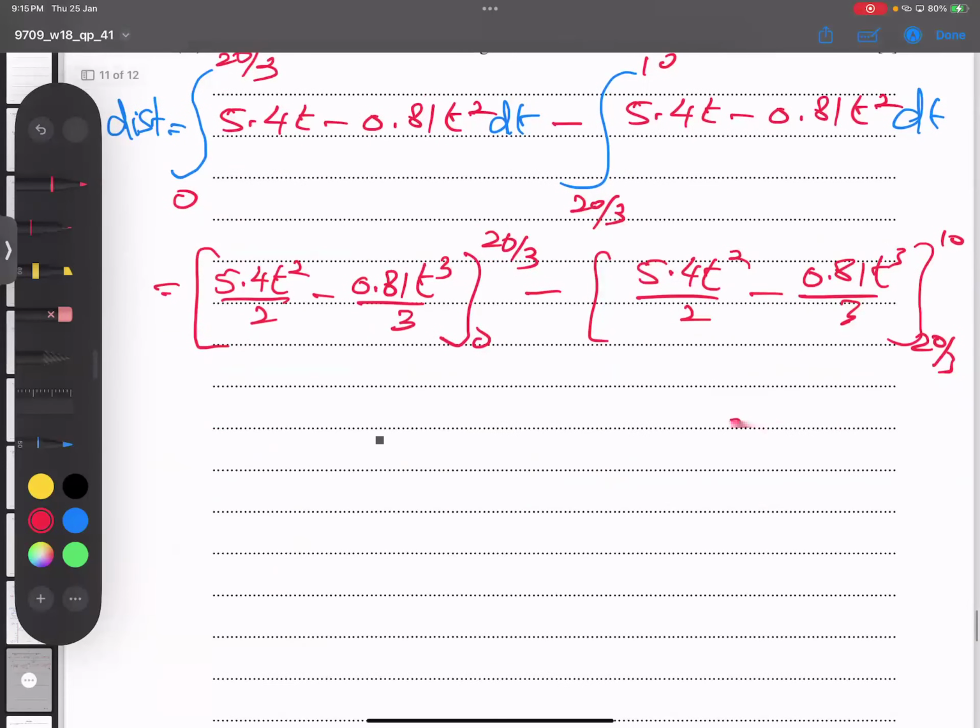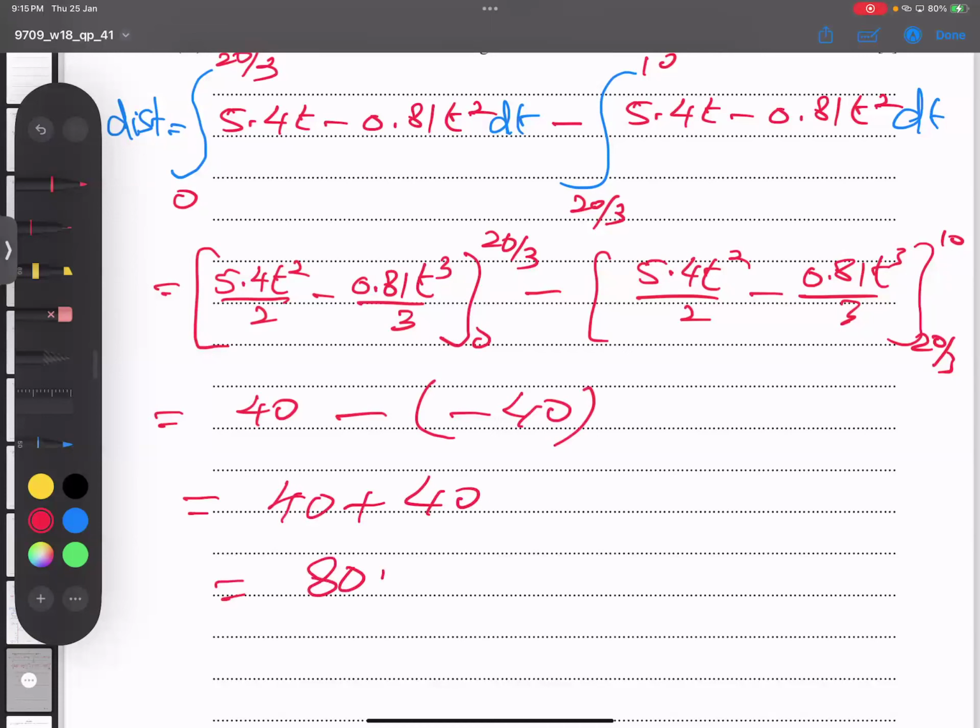Now, if we type in the calculator, students, let me type it and check what answer turns out to be. Negative 0.81 times 2 square, lower limit is 0, upper limit is 20 divided by 3. My answer is coming sharp 40. When I plug in the upper limit here, I'm getting sharp 40. And when I plug in this one, first I plug in 10, then I put this one in the place. So in the bracket it is coming negative 40. Why negative 40? I get it, and negative into negative becomes positive. 80 meters is my answer.